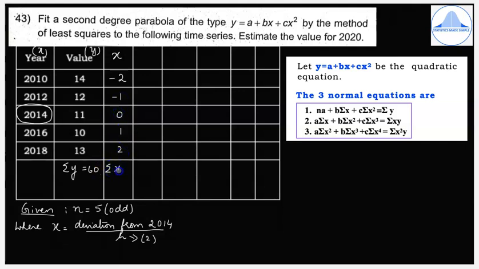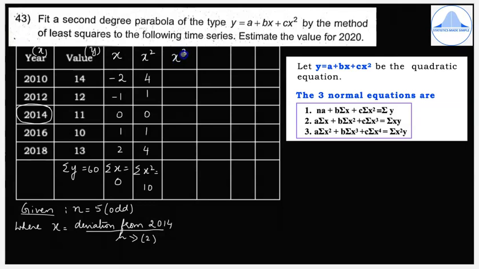So our aim is always to make summation x equal to 0. Next, find out x square. Remember that the square of a negative number is positive. So 4, 1, 0, 1 and 4. So you get summation x square is equal to 10.